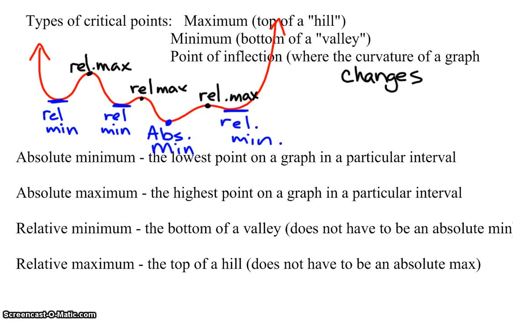If my graph were one that just started and stopped, it did not continue on, notice no little arrows at the ends. In this case, I do have an absolute min and an absolute max and a relative max. The point at the beginning is neither a max or a min. It's not a high or a low. This point right here is the top of a hill, but it's not the highest point the graph reaches. So this is a relative max. This point is the highest point the graph reaches, so it's an absolute max. And this point is the lowest point the graph ever reaches, so it is an absolute min.